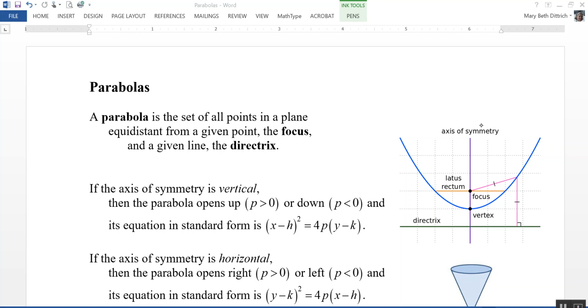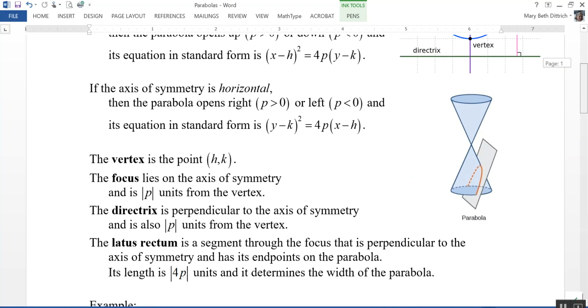You'll also notice that the parabola has an axis of symmetry. If the axis of symmetry is vertical, then the parabola opens either up or down, and the equation of the parabola in standard form is the quantity x minus h squared is equal to 4 times p times the quantity y minus k. If the axis of symmetry is horizontal, in other words, this parabola could be rotated to the left or to the right 90 degrees, if it opens to the right and p is positive, or to the left and p is negative, then its equation in standard form is the quantity y minus k squared is equal to 4p times x minus h.